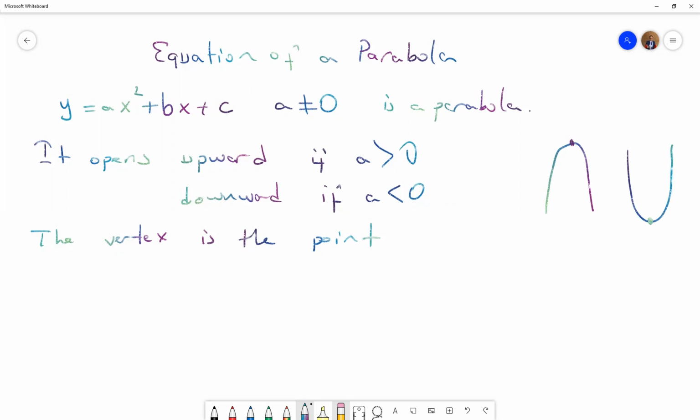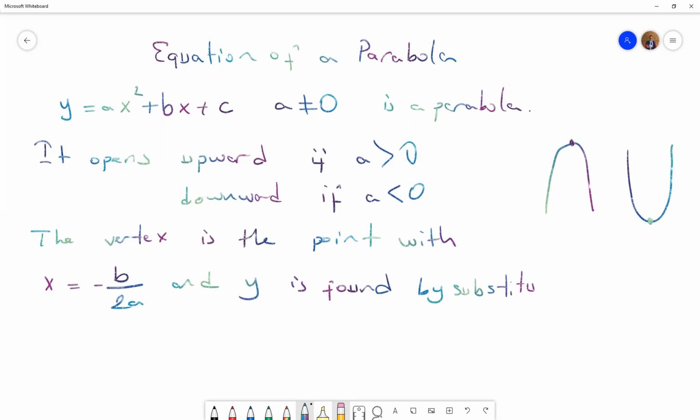The vertex is the point with x equal to minus b over 2a, and y is found by substituting x equal to minus b over 2a in the equation.